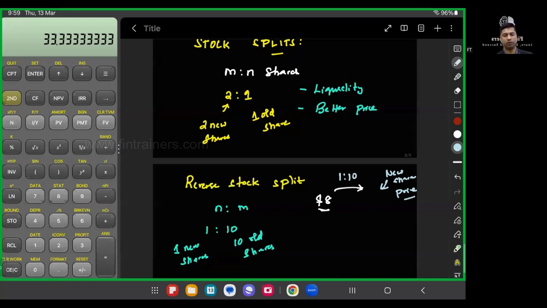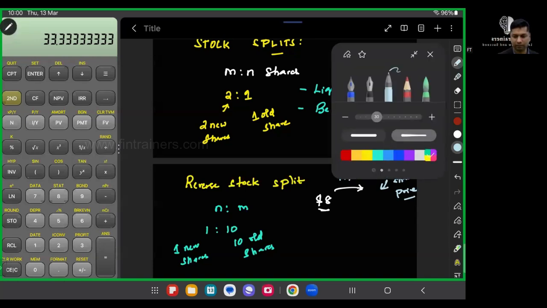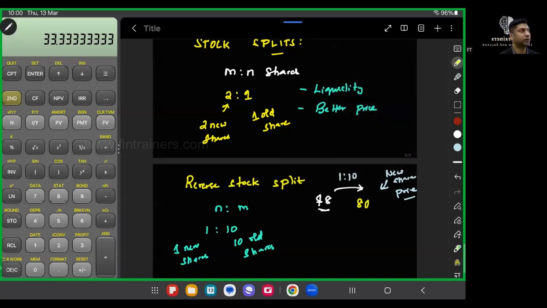So is that good? It's the same. The value to you doesn't change, but you have fewer shares, and the price of the share is going to compensate. So this $8 would have become $80, right? Because now you have only 1 share, but it is worth 80 instead of 10 shares at $8.